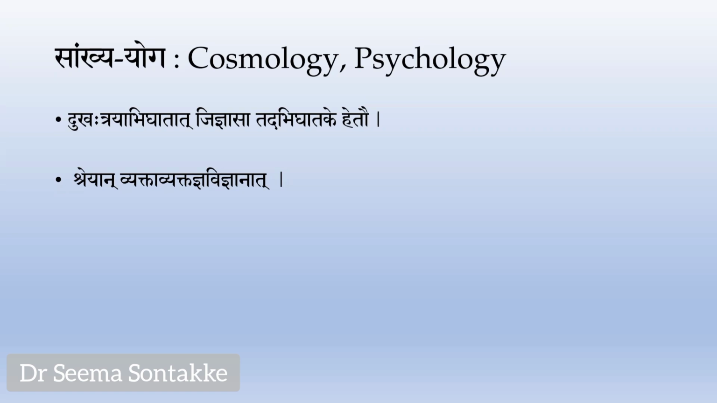And what is the remedy? What is the way to obtain the state of kaivalya? They say that this state of liberation, or you can say kaivalya, can be achieved by the knowledge of three things. One is Vyakta, that is this manifested universe. Another one is Avyakta, the unmanifested form of the universe. That is Mula Prakriti. And the third thing is the observer.